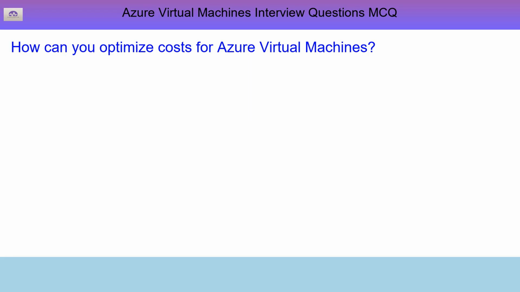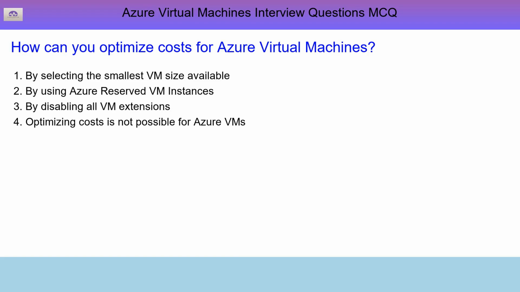How can you optimize costs for Azure Virtual Machines? Here are your options. 1. By selecting the smallest VM size available. 2. By using Azure reserved VM instances. 3. By disabling all VM extensions. 4. Optimizing costs is not possible for Azure VMs. The correct answer is by using Azure reserved VM instances.